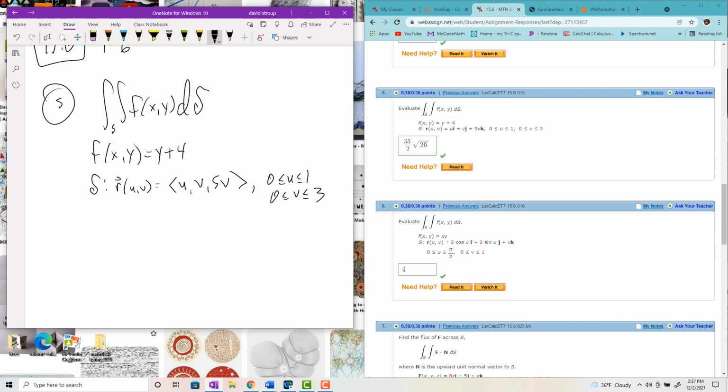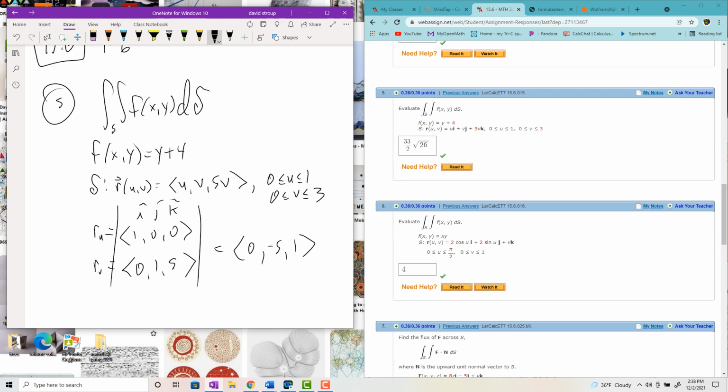Anyways, I need the partials of r, and then you're going to want to parameterize f in terms of u and v so you can get the integral done. But anyways, r_u is going to be (1, 0, 0). r_v is going to be (0, 1, 5). Then I need the cross product, and that'll be covering up the first column, 0, covering up the second column, negative 5, covering up the third column, 1. So then the magnitude of that thing is going to be the square root of 25 plus 1, which is 26.